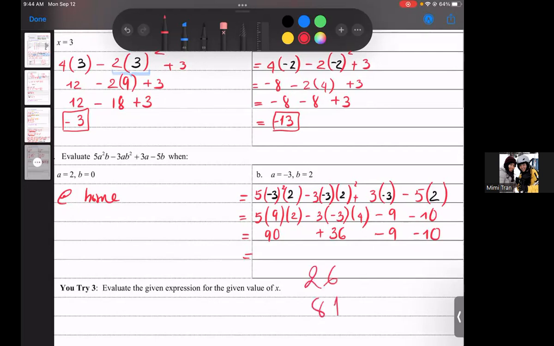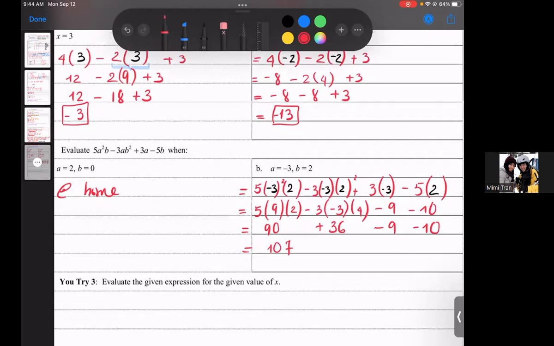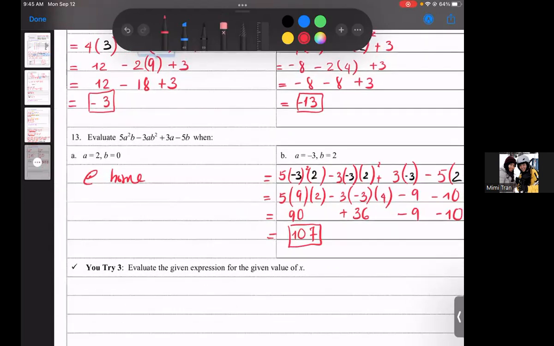I have 107. So what do you have? Use your calculator. Let's see. Yeah, 26. 81. Yeah. 27. Okay. All right, you try 3.